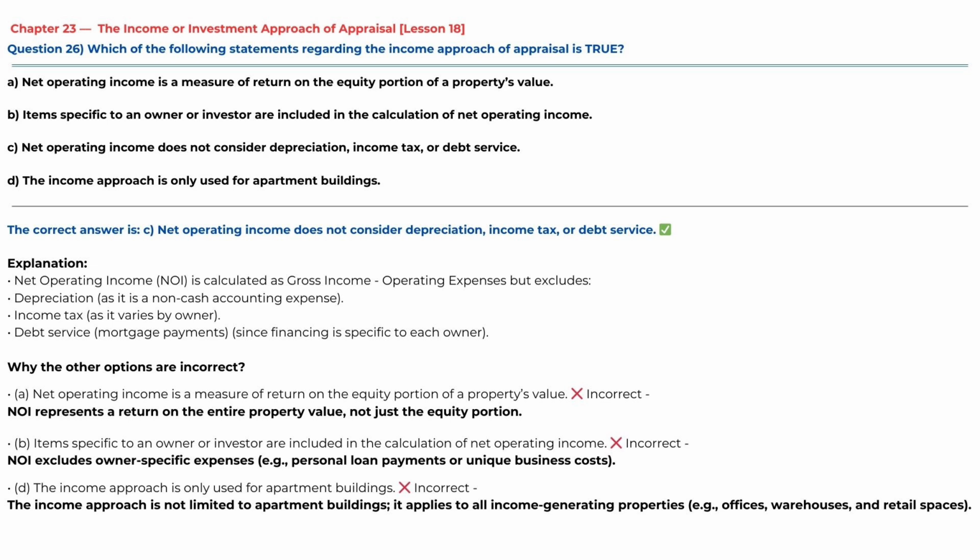A. Net operating income is a measure of return on the equity portion of a property's value. Incorrect. NOI represents a return on the entire property value, not just the equity portion. B. Items specific to an owner or investor are included in the calculation of net operating income. Incorrect. NOI excludes owner-specific expenses, e.g., personal loan payments or unique business costs. D. The income approach is only used for apartment buildings. Incorrect. The income approach is not limited to apartment buildings. It applies to all income-generating properties, e.g., offices, warehouses, and retail spaces.